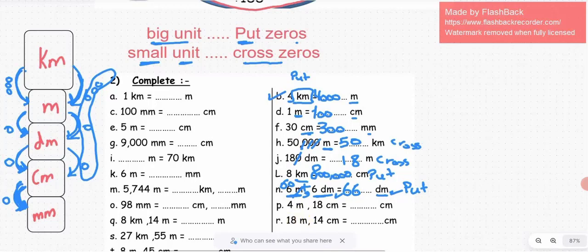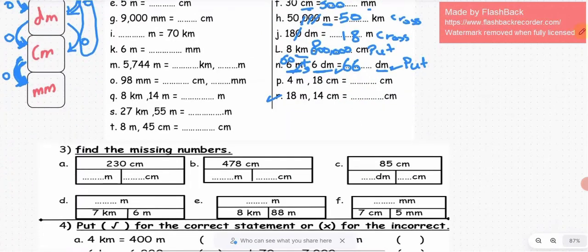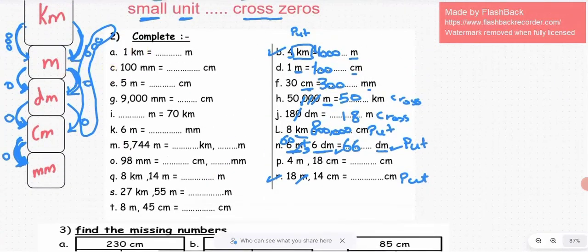Now letter R, 18 meter and 14 centimeter. I want all of them to be centimeter. You have to look at the answer. I need my answer to be in centimeter only. So I have to change the different unit here, meter, change it. Meter is bigger unit, so I'm gonna put how many zeros from meter to centimeter? From meter to centimeter, there are 2 steps. So I'm gonna put 2 zeros to be 1,800, and then add this with 14 centimeter.